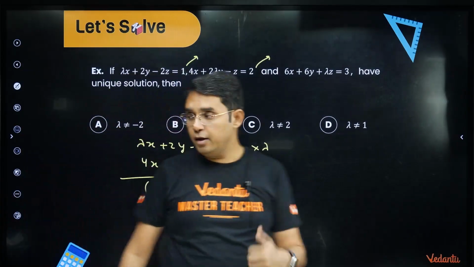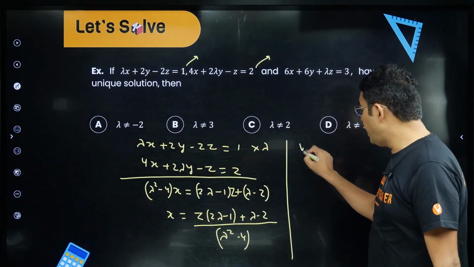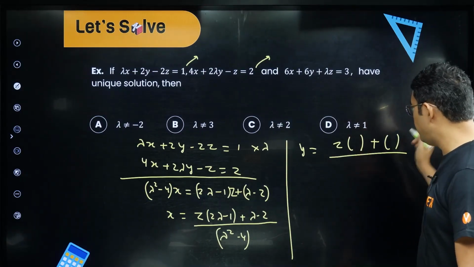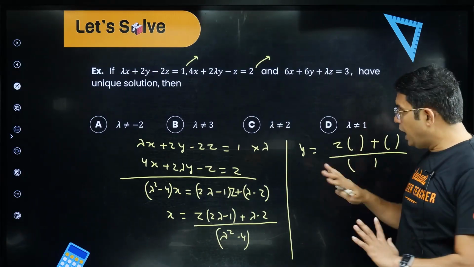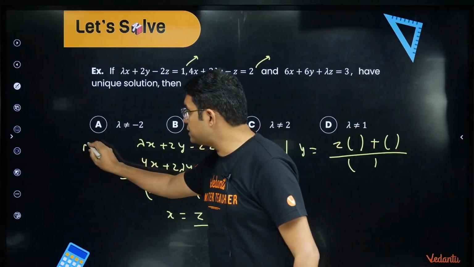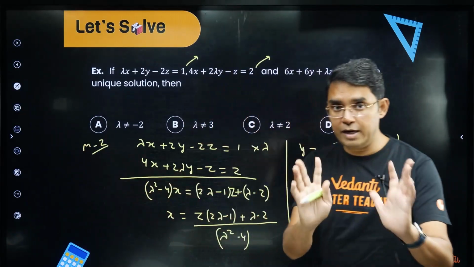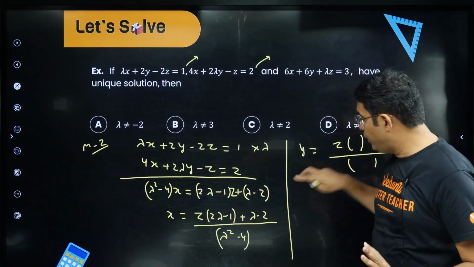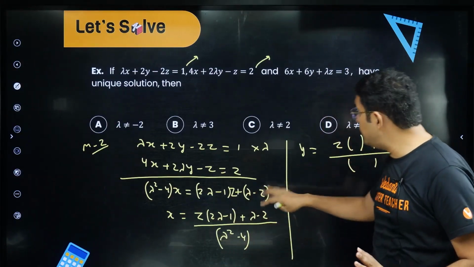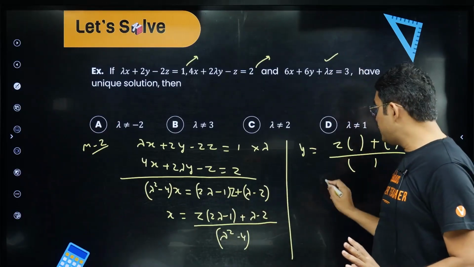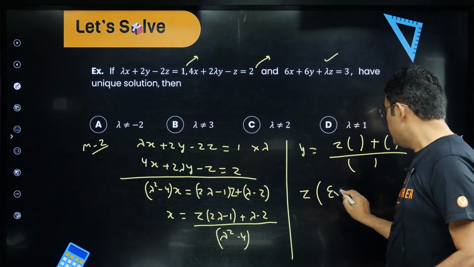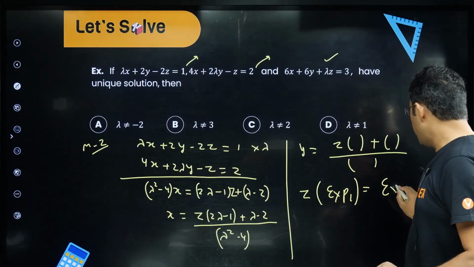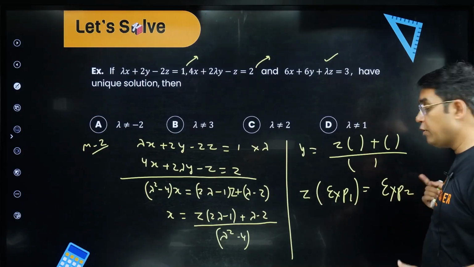Similarly, we can find y also, in terms of z into some bracket plus some constant in terms of lambda, and upon some bracket here. I am not doing it with this method because for this question particularly this method is not that good, but I am still giving you the idea. So x is this, y is this. Now we will put x and y in terms of z and lambda in the third equation. So after simplification, we will get z into some expression in terms of lambda, equal to expression 2 that will also be in terms of lambda.